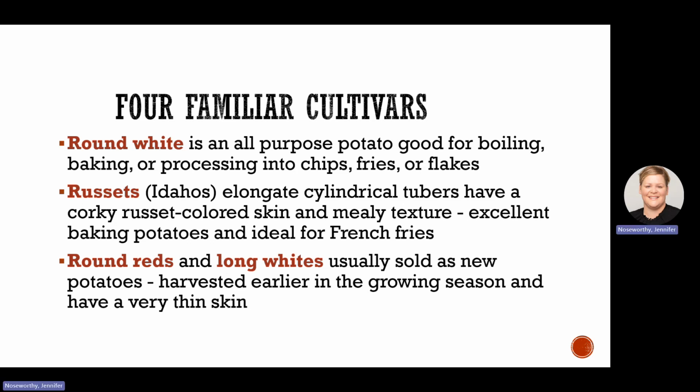There are 4 major cultivars or types of potatoes. The round white, which has a pretty decent skin. It's kind of the all-purpose potato. It's good for everything from baking to boiling or processing, flaking, frying. Then you have the russets, those long cylindrical, rusty, corky colored skin that is really good for baking and makes for excellent French fries. And then the round reds and long whites, which have a really thin skin that are good for mashing or smashing.